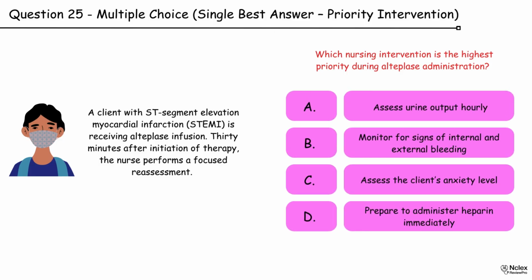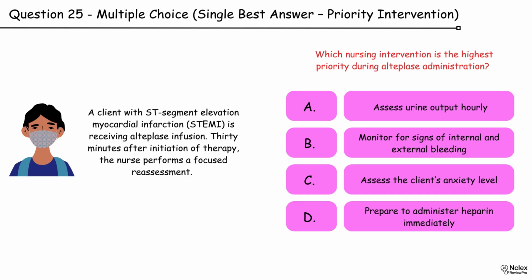A. Assess urine output hourly. B. Monitor for signs of internal and external bleeding. C. Assess the client's anxiety level. D. Prepare to administer heparin immediately. Take a moment. Think about the most dangerous complication of a thrombolytic. Pause here if needed.